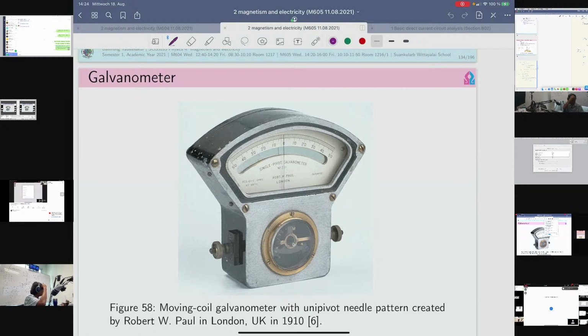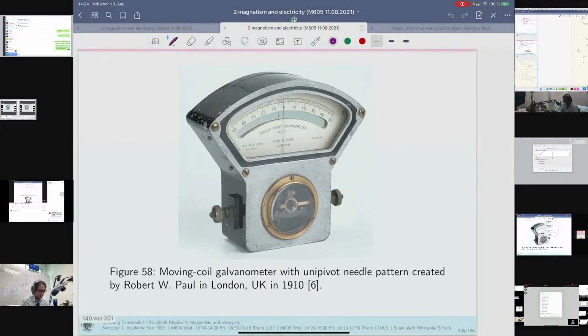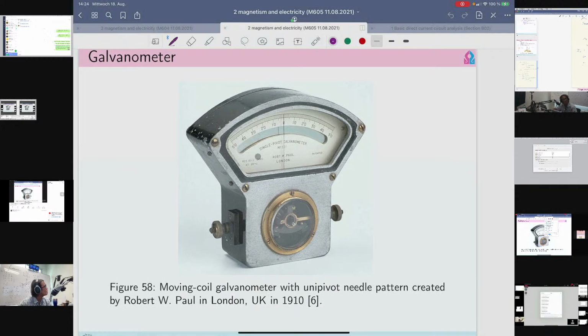Galvanometer is an ancient measurement tool for most electrical engineering applications, right? This is the actual figure of the galvanometer. This is the actual first generation, the ancient one, from 1910. It's left in the museum.